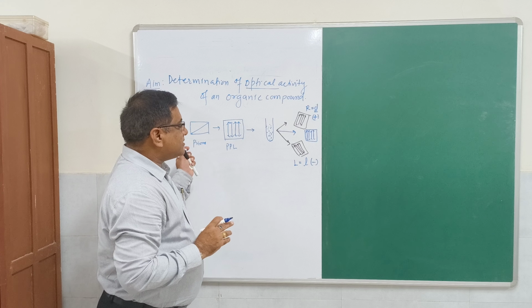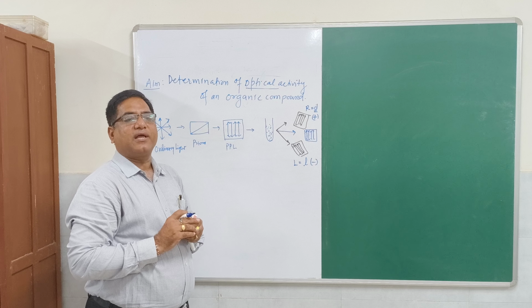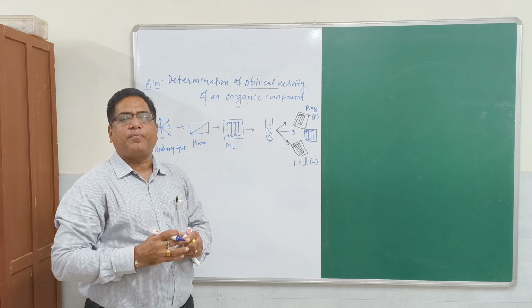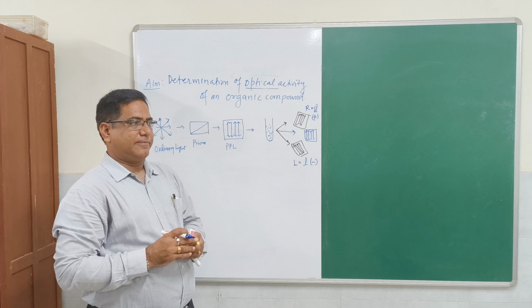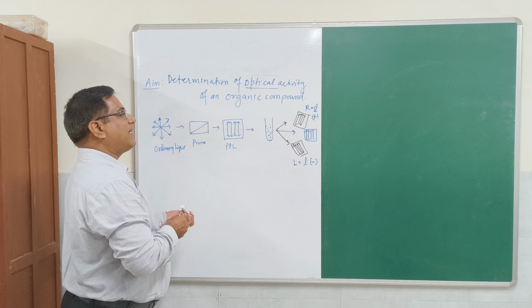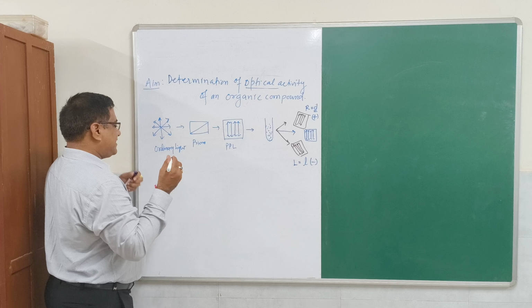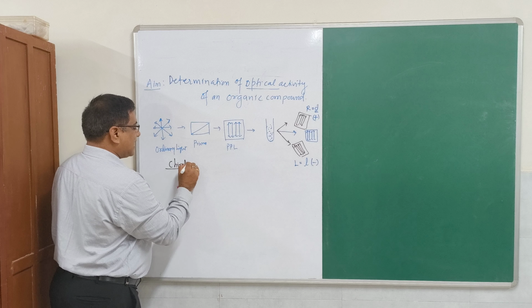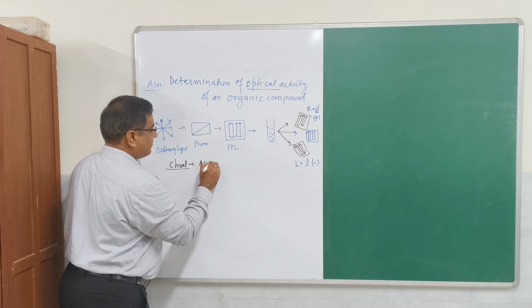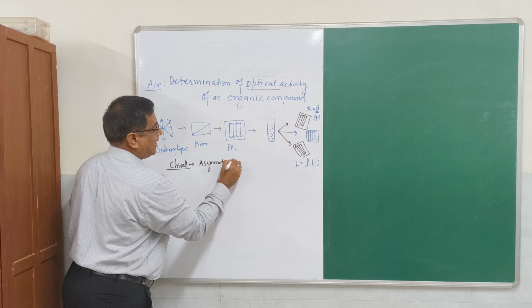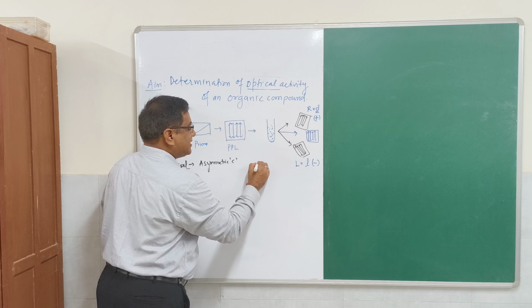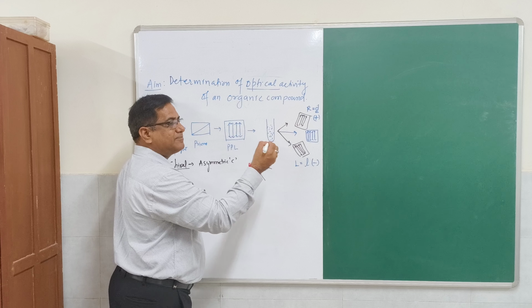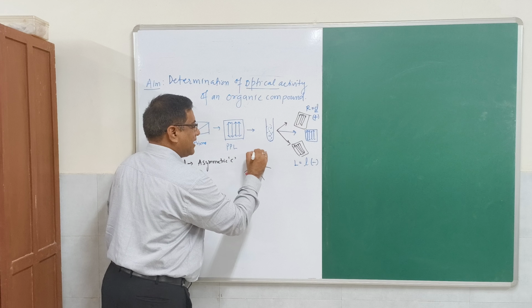Now why do only some compounds show optical activity, why do they rotate the PPL? This is the question. Which compounds rotate the plane polarized light, that we will understand. You remember there is one concept we already learned, chirality. Chiral means asymmetric carbon. Which carbon is called asymmetric? A carbon having 4 different atoms or groups of atoms attached to it is called a chiral carbon.